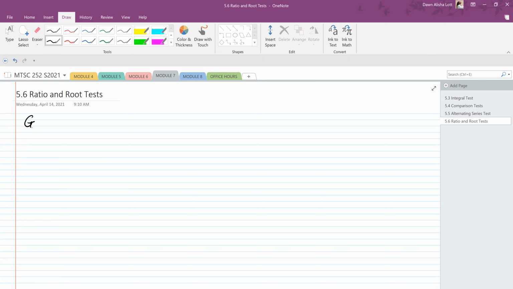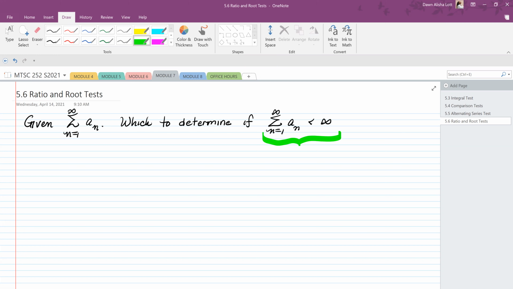So we're given the summation n equals 1 to infinity of an. And we wish to determine if the summation n equals 1 to infinity of an is less than infinity. In other words, it converges.